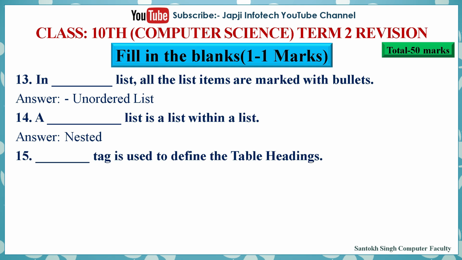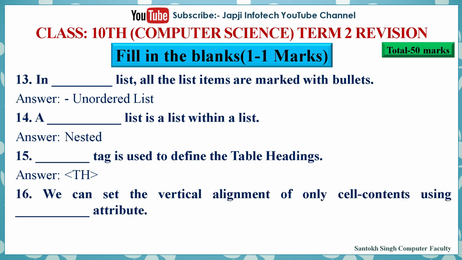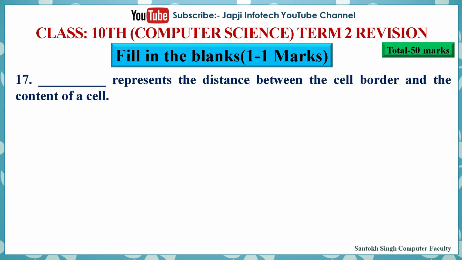And 15th one is, dash tag is used to define the table headings, and the answer is th tag is used to define the table heading. 16th one is, we can set the vertical alignment of only cell content using dash attribute, and the answer is we can set the vertical alignment of only cell content using v-align attribute. And 17th one is, dash represent the distance between the cell border and the content of a cell, and the answer is the cell padding represent the distance between the cell border and the content of a cell.